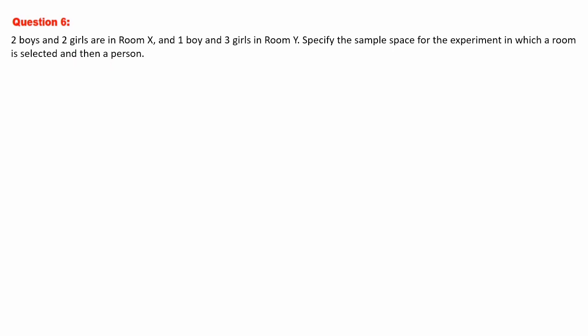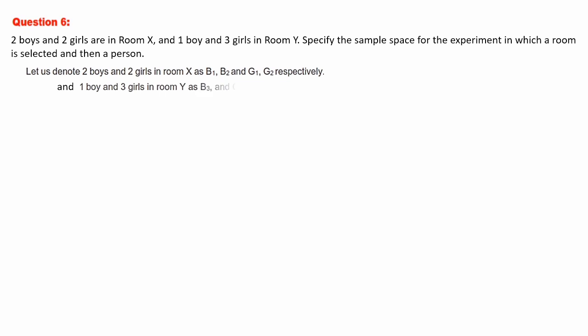So we have to write the sample space. First of all, let us denote the girls and boys in rooms X and Y. Two boys and two girls in room X: there are two boys, so we write B1, B2. Two girls are there in room X, that we will write as G1 and G2. And one boy and three girls are there in room Y, so we will write the boy as B3. Up to B2 we have stopped, so B3 we will write for room Y, and G2 is where we stopped for girls in room X. Here we will start from G3, G4, G5. There are three girls in room Y, so we will represent them as G3, G4 and G5 respectively.